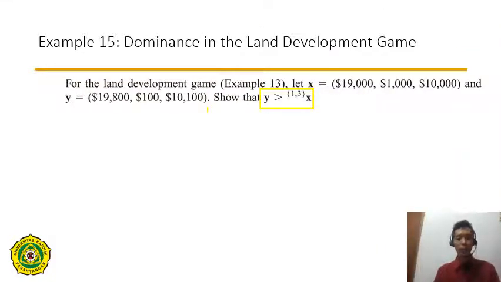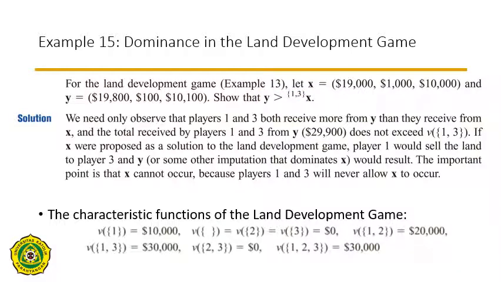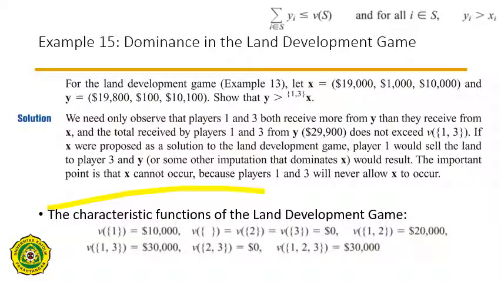Now another example is for the land development game, example 13 in the previous video. We are given two reward vectors x and y, and we need to show that y dominates x again through the coalition of player 1 and player 3. Same as before, first we need to check whether x and y are imputations. In this case, they are. And then, given the characteristic functions for the land development game, here are the conditions that we need to check.